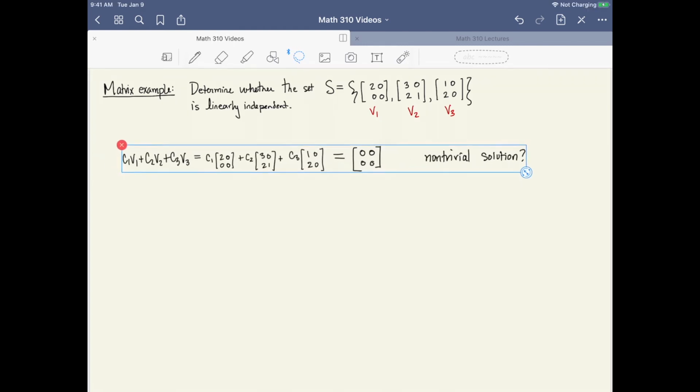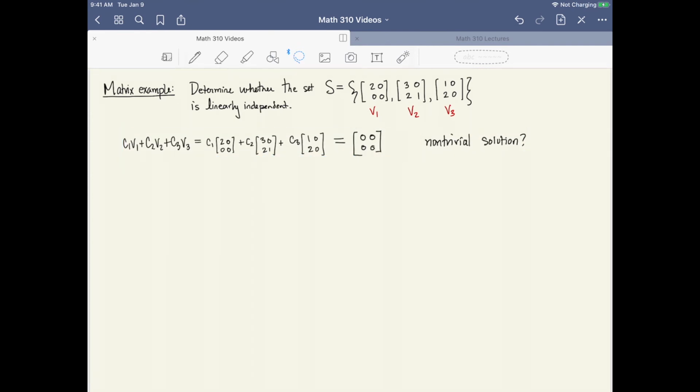So as I look for that, I'm considering an equation c1v1 plus c2v2 plus c3v3 and asking when this is equal to, in this case, the 2 by 2 matrix of all zeros, because this is the zero vector in this space. And I am trying to find those scalars, c1, c2, and c3.